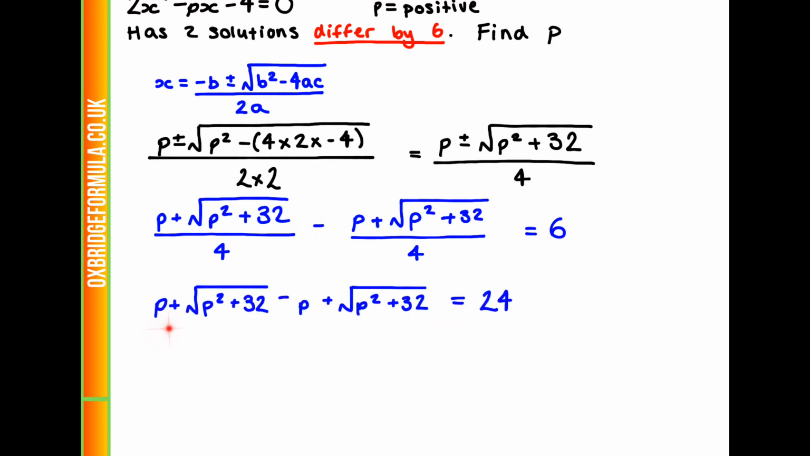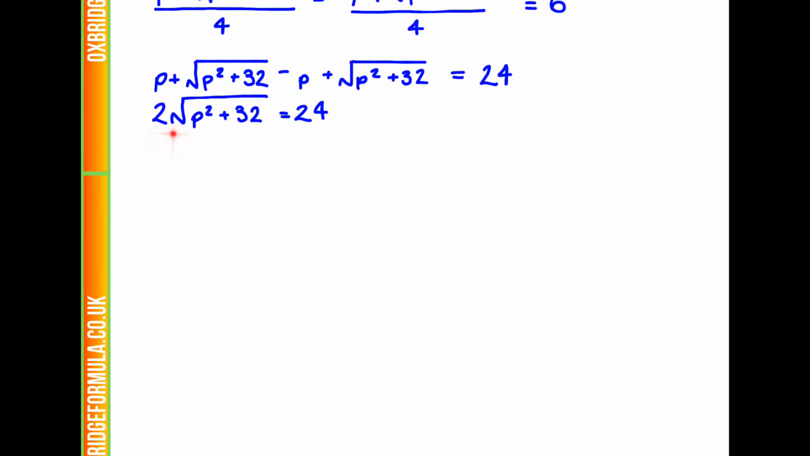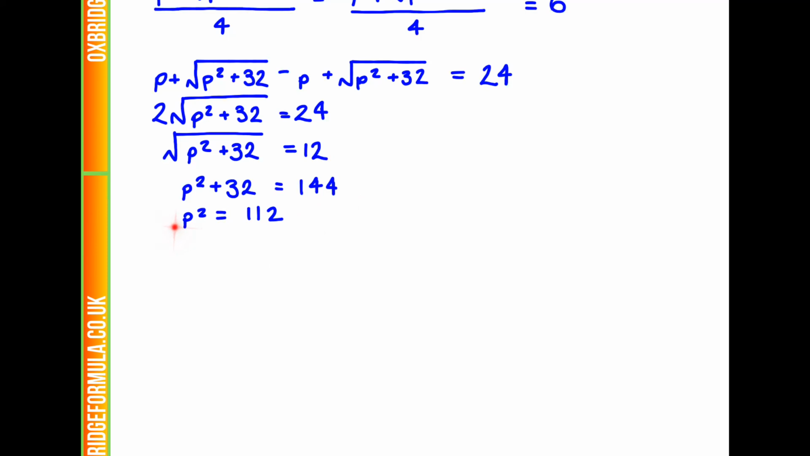That gets us to p plus the square root of p squared plus 32, minus p plus the square root of p squared plus 32, equals 24. We've just times it by 4. We can then simplify this down again into 2 root of p squared plus 32 is 24. Divide through by 2. We get the square root of p squared plus 32 is 12. We can then square it. We get p squared plus 32 is 144. Take away 32 from each side, p squared is 112, and then square root it. So our p is the square root of 112.